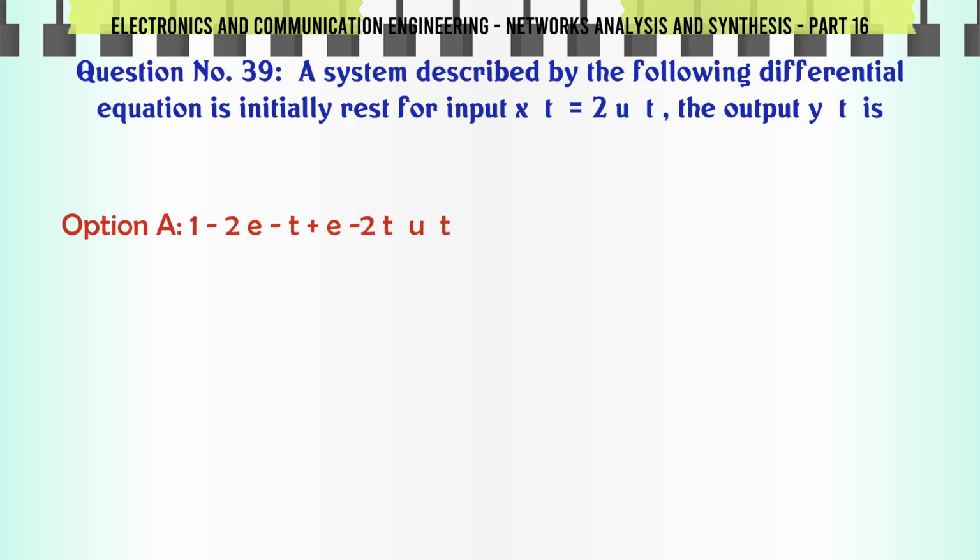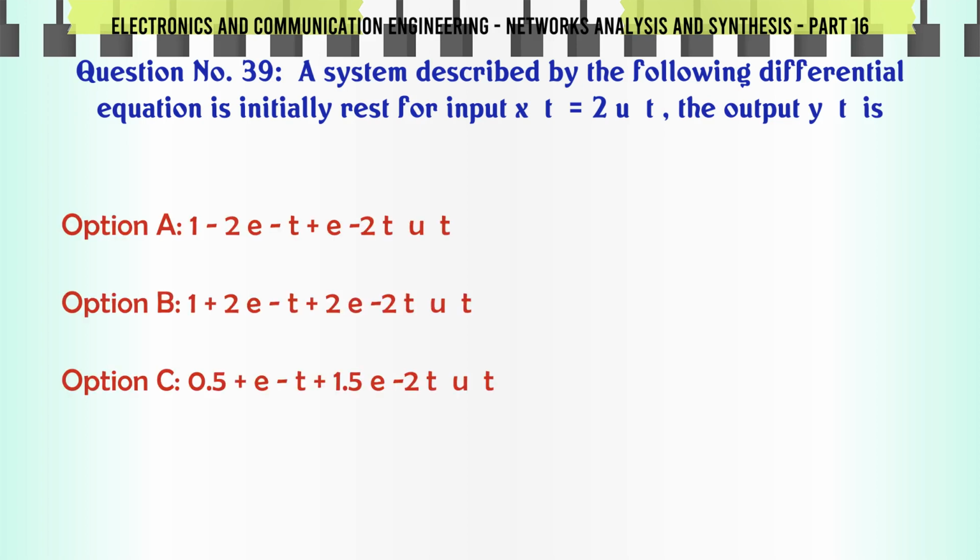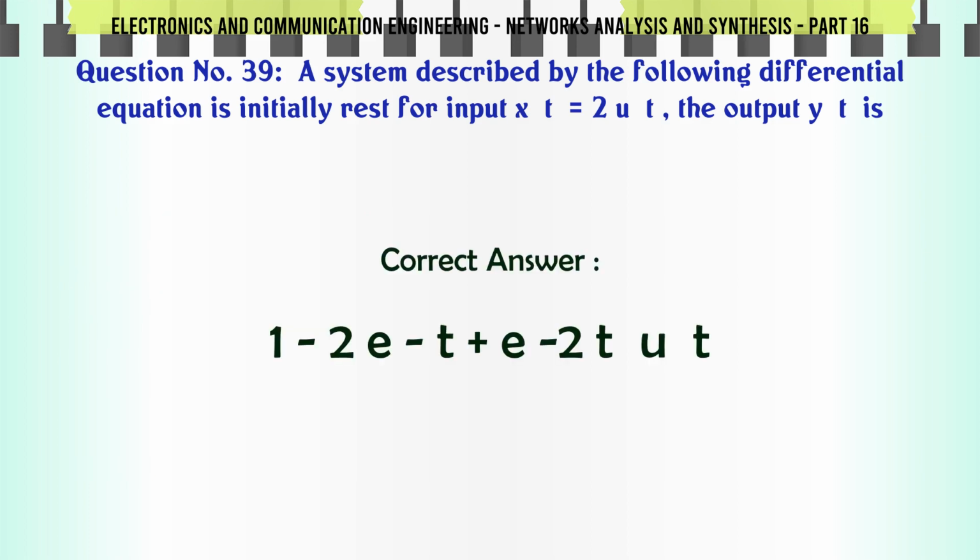A system described by the following differential equation is initially at rest for input x(t) = 2u(t). The output y(t) is: A. (1/2)(e^-t - e^-2t)u(t), B. (1/2)(e^-t + 2e^-2t)u(t), C. (0.5e^-t + 1.5e^-2t)u(t), D. 0.5(e^-t + 2e^-2t)u(t). The correct answer is (1/2)(e^-t - e^-2t)u(t).